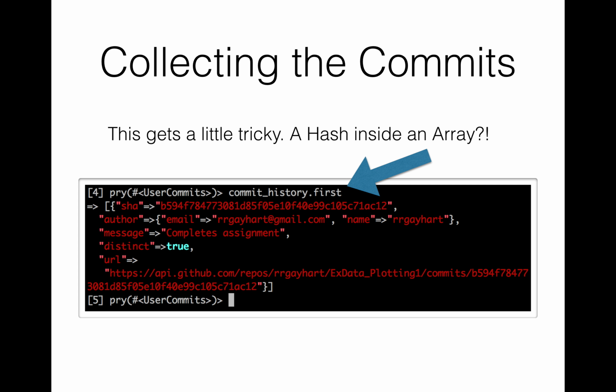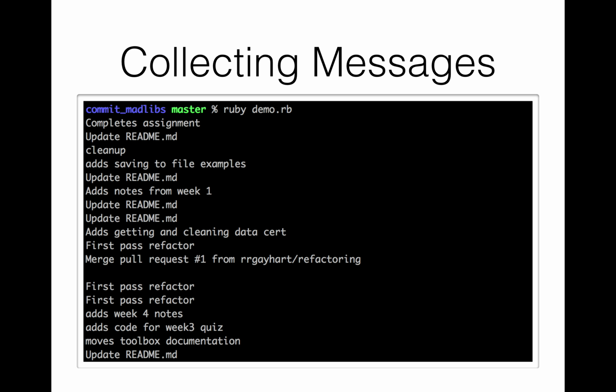So finally, the last thing is we want the messages. So now we're going to make a method at the very end of our fetch commits, collect messages, commit history. We're passing the commit history to collect messages. We're going through, we're calling map, which is actually about exactly the same thing as collect. We're going through each commit and we're pulling only the message. So now when I call ruby demo.rb, it's going to print out just a list of my messages. Pretty cool.